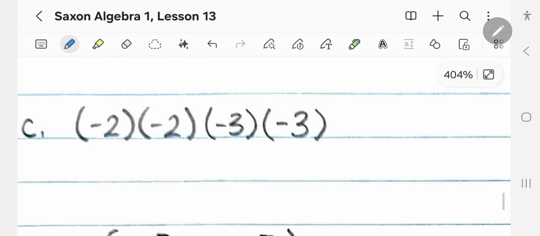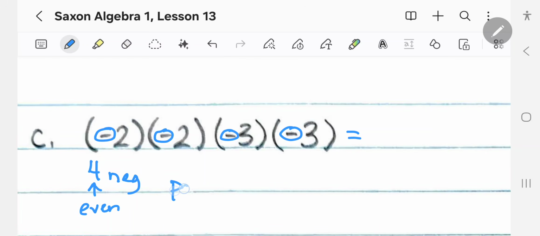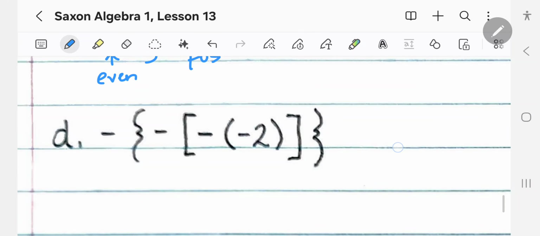C, they want us to simplify it all the way. So they want the number answer. Let's think about the sign first. I have 1, 2, 3, 4 negatives. And 4 is an even number. When you have an even number, you're going to get a positive. So this is going to be a positive answer. 2 times 2 is 4. Times 3, 4 times 3 is 12, and 12 times 3 is 36. So it's +36.